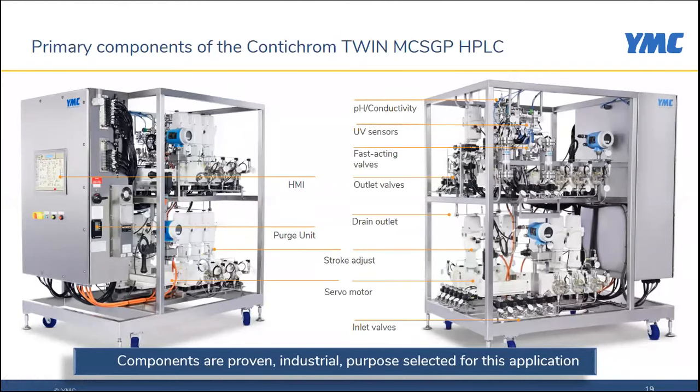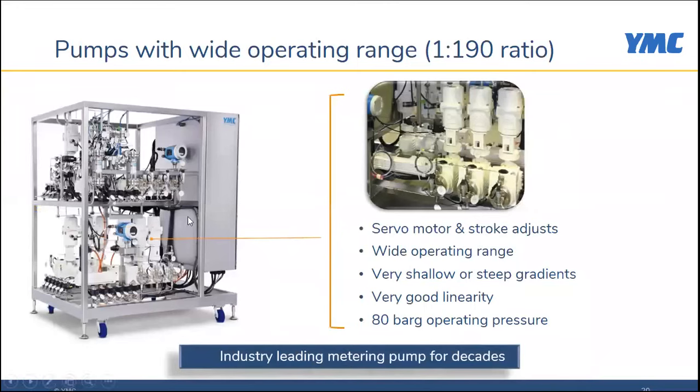I want to highlight the first key component, which is the pumps. We have 4 pumps in the system, and 3 of them have servo motors and stroke adjust. So this combination provides the capability for the pump to run at a very wide range. The ratio between the highest flow and the lowest flow can be up to 190. So with that specification, you can run very shallow or steep gradients and at the same time achieve very good linearity. And these have been tested for 80 bar operating pressure with no problem.